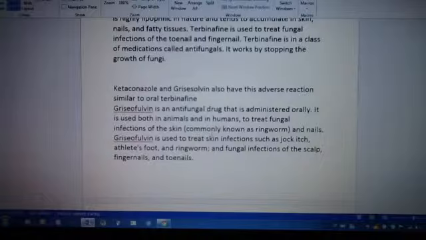So what is griseofulvin? This is an antifungal drug that is administered orally. It is used both in animals and humans to treat fungal infections of the skin, commonly known as ringworm, and nails. Griseofulvin is used to treat skin infections such as jock itch, athlete's foot, and ringworm, and fungal infections of the scalp, fingernails, and toenails.